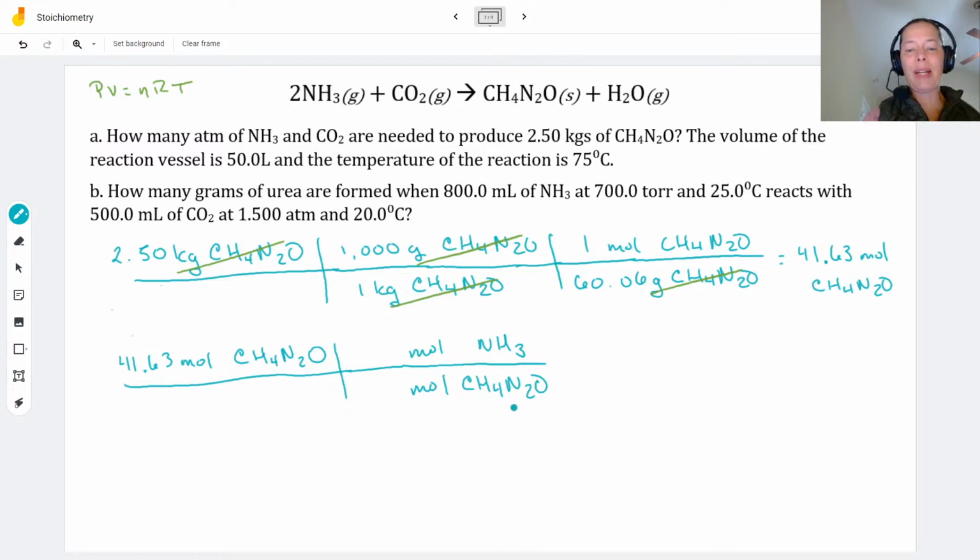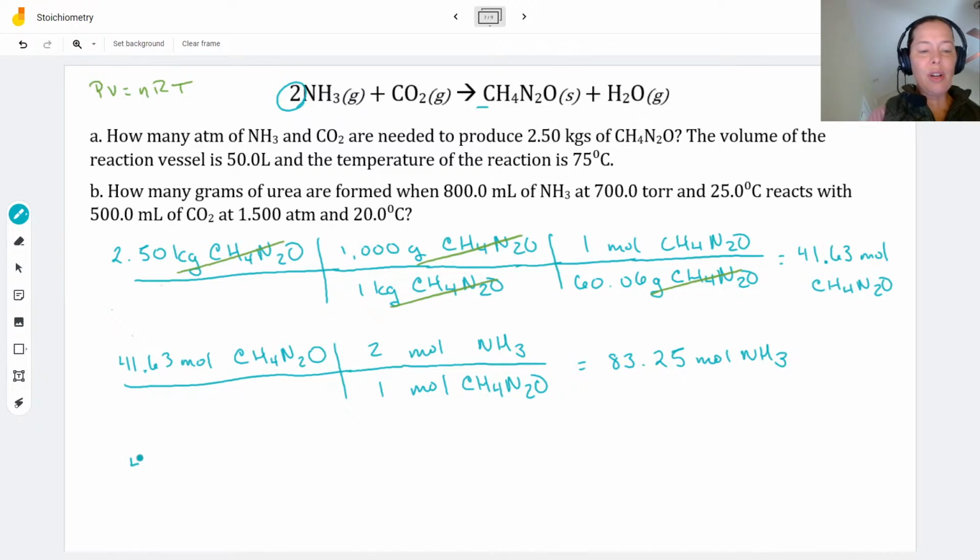So again, I go to my balanced chemical equation. There is no number written in front of my urea, which means we assume it is 1. And in front of my ammonia, there is a 2. Okay, so I'm just multiplying by 2 here. This is pretty simple. 83.25, okay, moles of ammonia. Great.